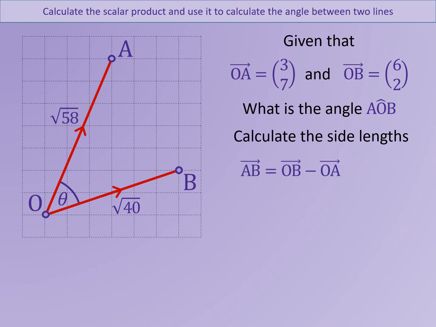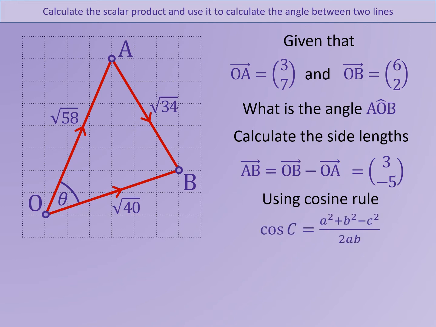We could then calculate the vector from A to B and calculate its magnitude as well. And we could then use the cosine rule to find the angle that we need, AOB. So the cosine rule gives us an angle of 48.4. We're now going to look at an alternative way of finding this angle using the components of the two vectors.